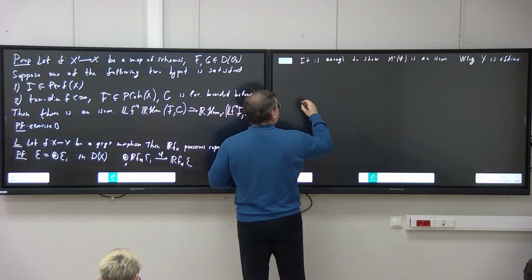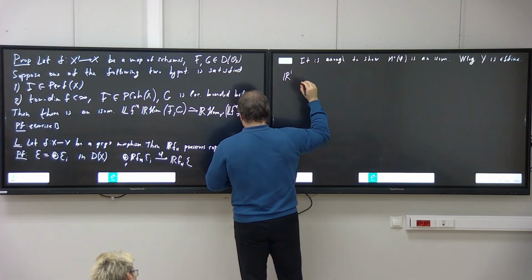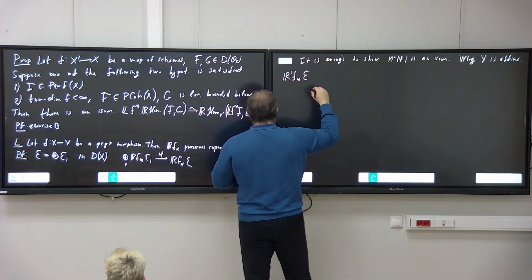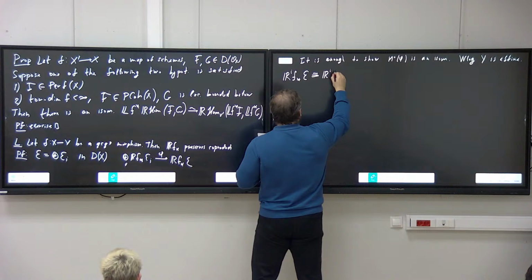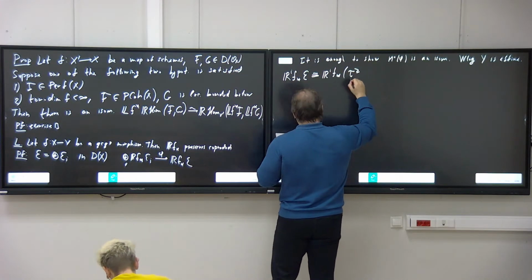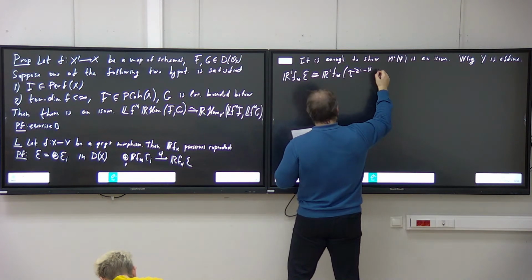Okay, so then I'm using that if I want to compute, say, R^i f lower star of E, I can identify this with the R^i f lower star, and then I take the localization. Right, so that was the general property that we proved in the previous lecture.